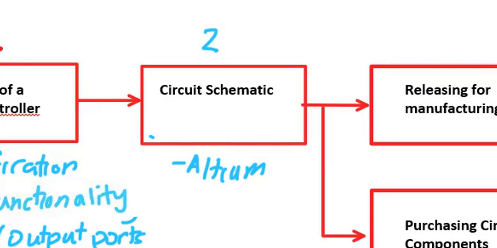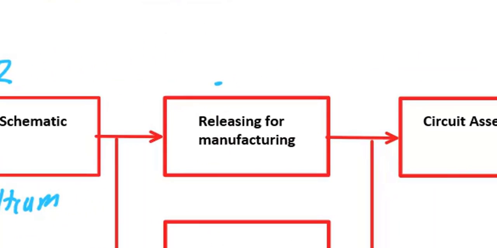So once you're done with that, you release it to your manufacturer and find a good and cheap manufacturer depending on your requirement. So that's the third step. You've got to make sure the manufacturer is cost effective. So cost and timing, these are two things you need to look into while selecting a manufacturer.